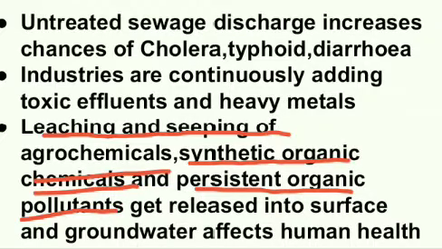Along with domestic and industrial sewage, the agricultural sector is also responsible for water pollution, because of leaching and seepage of agrochemicals, that is chemical fertilizers and pesticides, synthetic organic chemicals, meaning the chemicals which are derived by humans, and persistent organic pollutants. These persistent organic pollutants can persist in the environment for a longer time, which may cause biomagnification in food chains and food webs. So, all these things which are released into surface and groundwater affect human health.